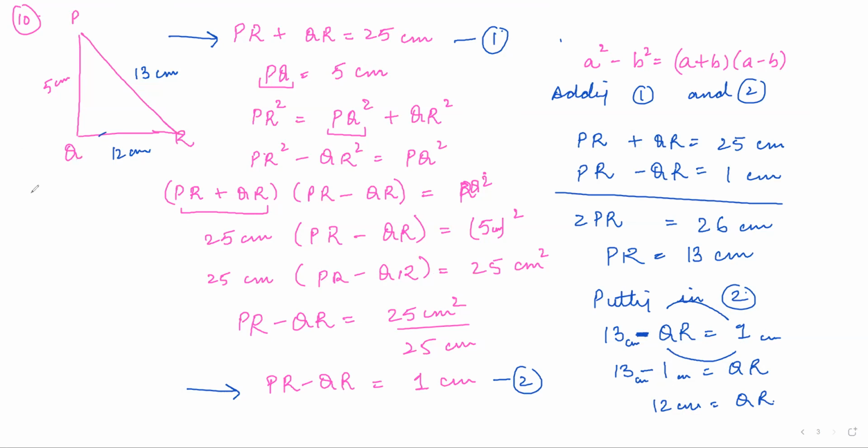So you have to find the value of sine P. Now tell me, sine is perpendicular by hypotenuse. So which side is perpendicular now? It's QR. Very good. And divided by hypotenuse, which is PR, that you can see. So put the value. QR is 12 centimeter, PR is 13 centimeter. So the answer is 12 by 13.